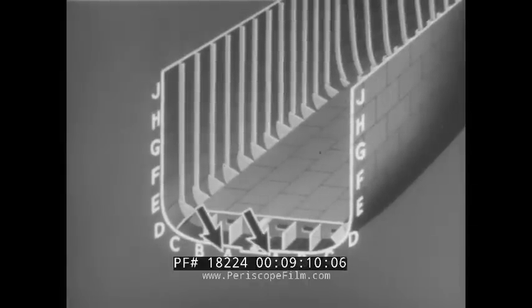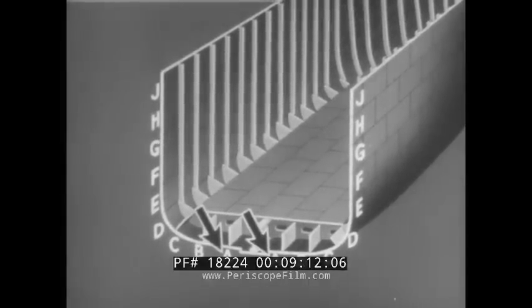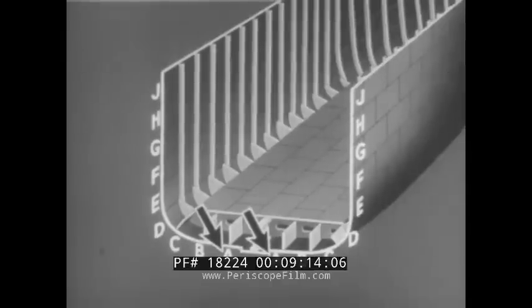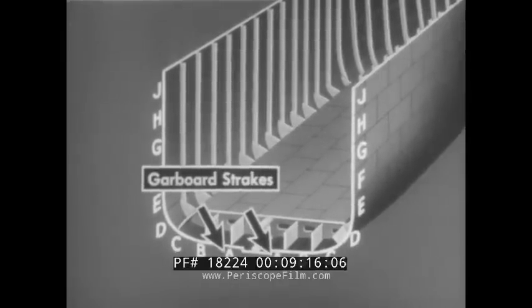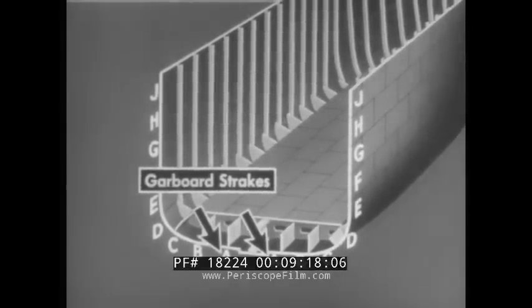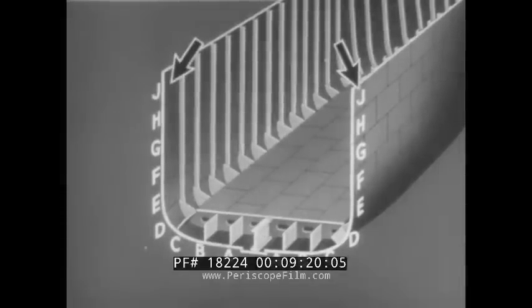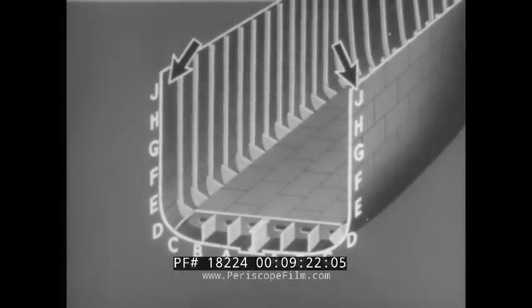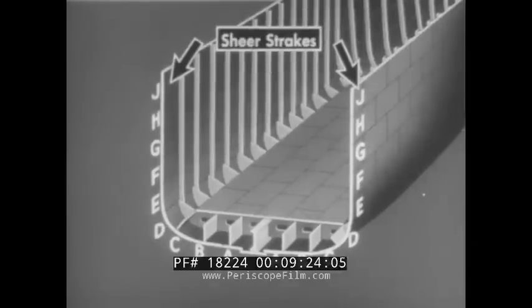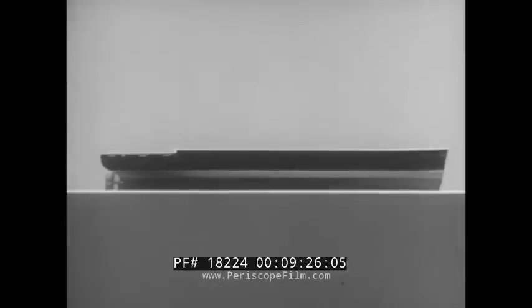Note that the A strakes, joined to the flat keel on either side, are called the garboard strakes. Note also that the topmost strakes, in this case the J strakes, are known as the sheer strakes because they follow the sheer or longitudinal curve of the ship's profile.